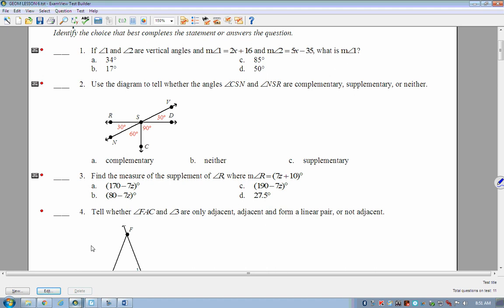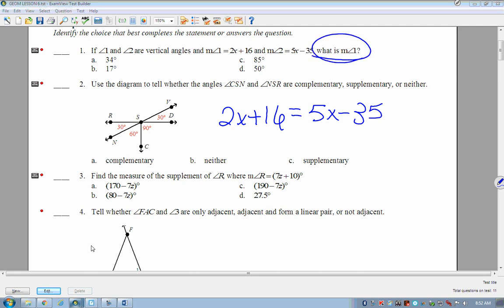Same size and shape. So if angle 1 and angle 2 are vertical, and measure angle 1 is 2x plus 16, measure angle 2 is 5x minus 35, we want to know what angle 1 is. What am I going to do with angle 1 and angle 2? Set them equal to each other. Very good. So 2x plus 16 equals 5x minus 35. Okay, this is a really important part here.